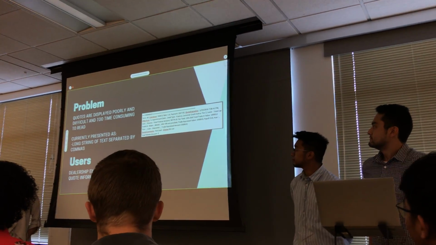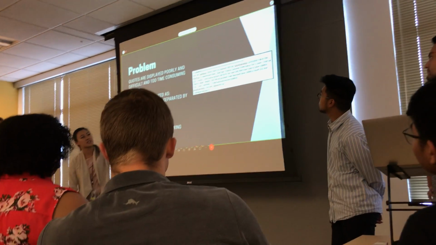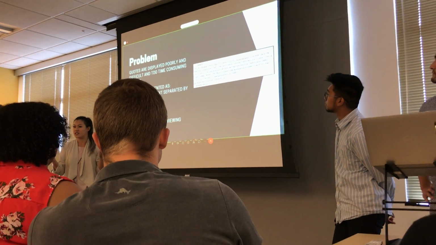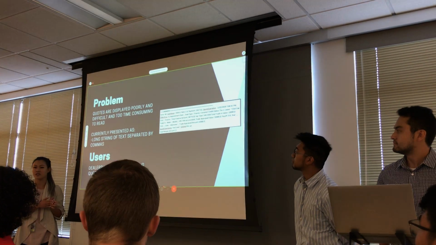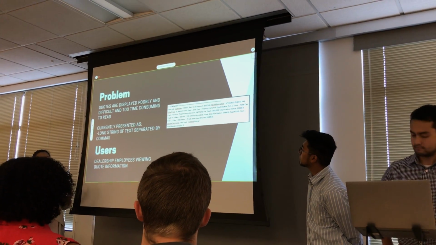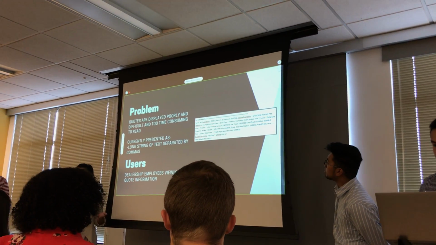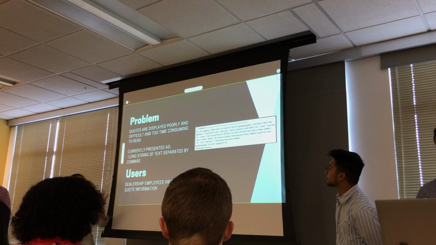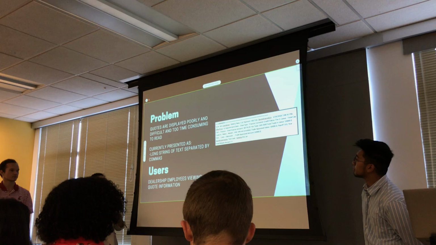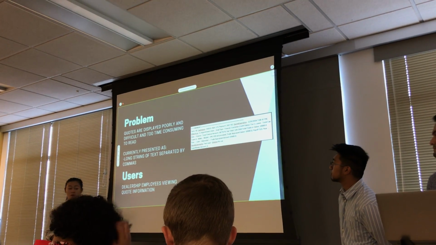So the problem is that the quotes are currently displayed very poorly. They're all in this comment text box here, and it's just one long string of text separated by commas, but that makes it very difficult for the dealership staff to make out what this information is. Because it's so difficult for them to look at, they don't look at it, and they don't want to deal with it. So that's the problem. It's too time consuming to disseminate. And our users are just anyone who works at the dealerships that are going to view the quote information.